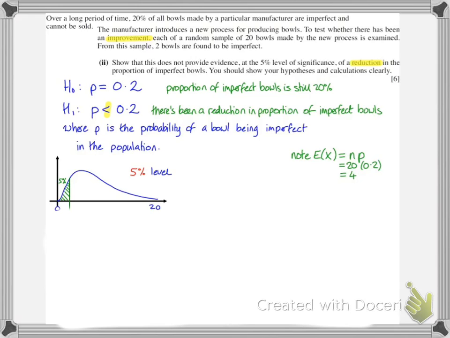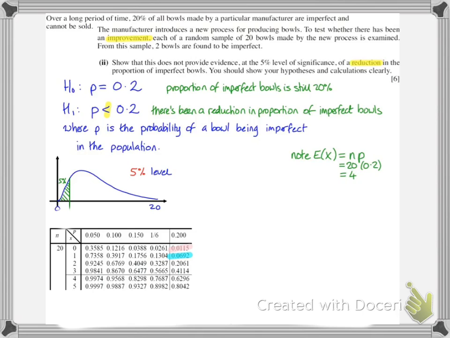Would it be enough just to have 3 bowls, or would it be 2 or 1 or 0? That's what we need to look up on the tables. So I go to the binomial cumulative probability tables. I go for n is 20, p is 0.2, and what I'm looking for is when we go from being less than 5% to more than 5%. And in this case, it actually happens within the first 2 values there.